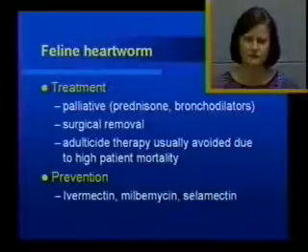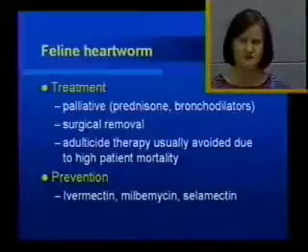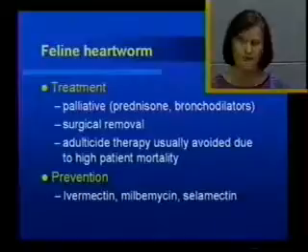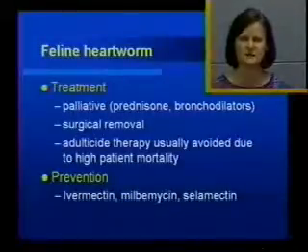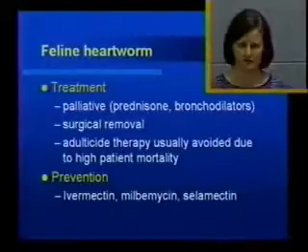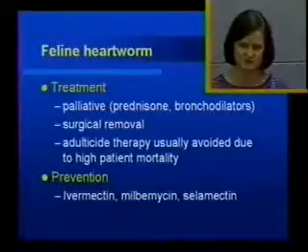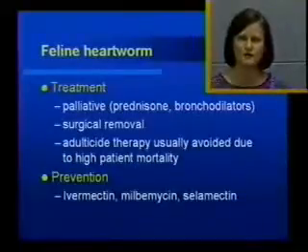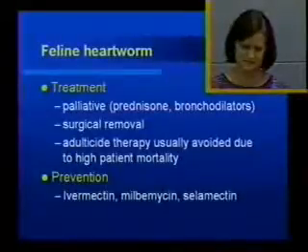Treatment is generally palliative. We use prednisone and bronchodilators to decrease the pulmonary effects of this infection. Cats that do not respond to medical therapy can have their worms surgically removed, but we do not recommend adulticide therapy for cats because the death of even a single worm can embolize the pulmonary artery and kill the cats. Prevention now is with several monthly products that are available and licensed for use in the cat. There's ivermectin, milbemycin, and selamectin. So we do recommend heartworm preventive therapy in any area where heartworms are highly endemic in dogs.